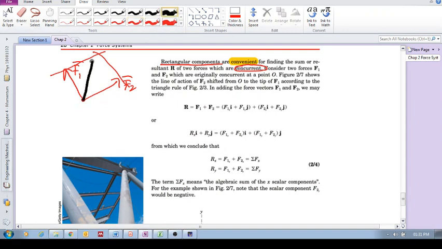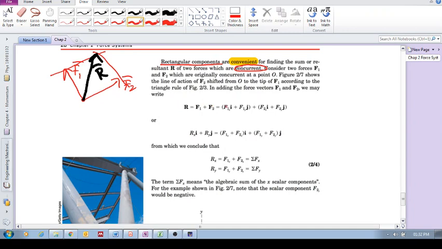One way of finding the resultant R is to just use the parallelogram law. But another way is, instead of using the parallelogram law, we break each one up into its x and y components, and then we add up the x's and we add up the y's. So here R is equal to F1 plus F2, in vector form.